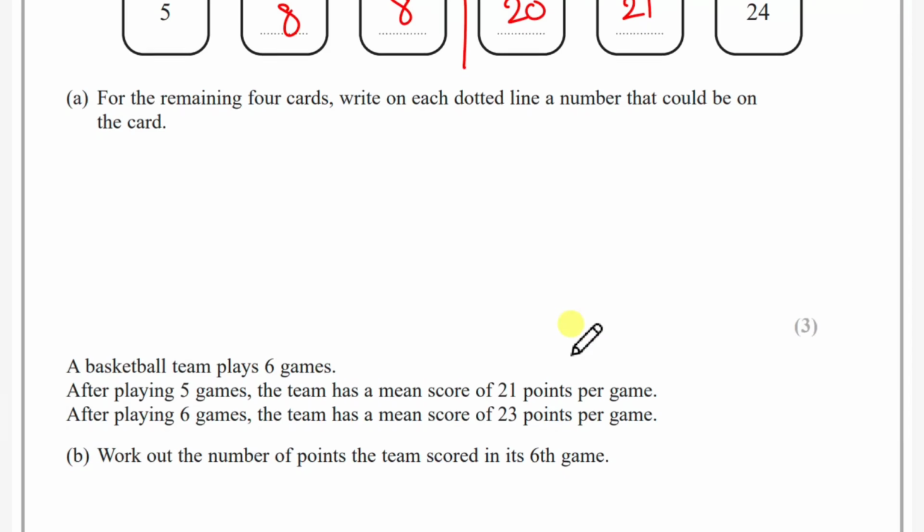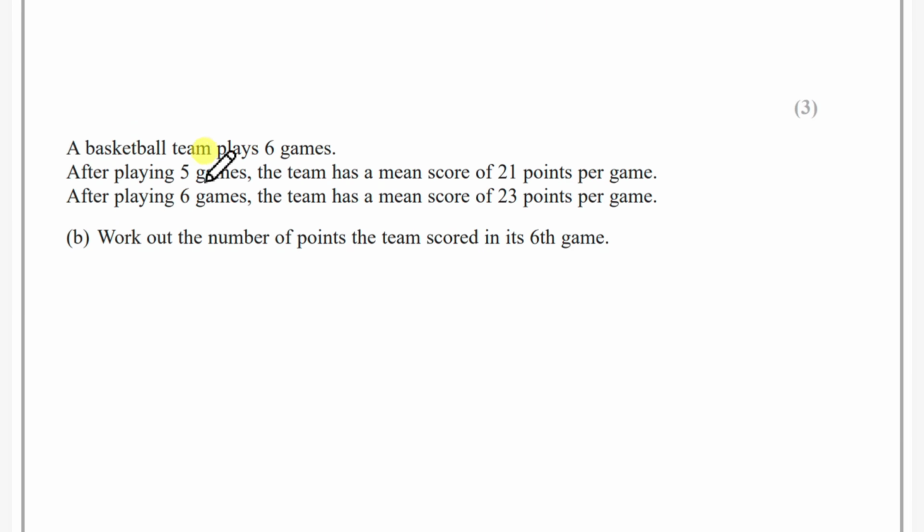Okay. Now, next one, a basketball team plays 6 games. After playing 5 games, the team has a mean score of 21. So that means the total score will be 5 times 21, yeah? And 5 times 21, that should give us, remember, always use a calculator. You can work it out mentally, but you've got a calculator for a reason, yeah? 105. And then after playing 6 games, the team has a mean score of 23. Same thing applies. 6 times 23. Do the same thing. And you should get 138.